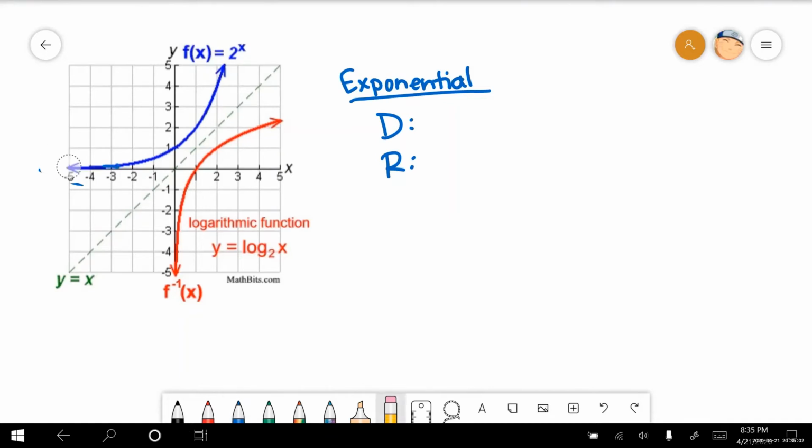So we can go ahead and say that the domain is all real numbers, and we're going to use interval notation or set notation here and write negative infinity to infinity for my domain.